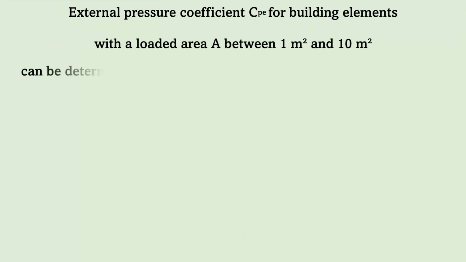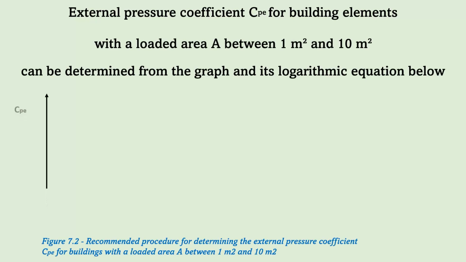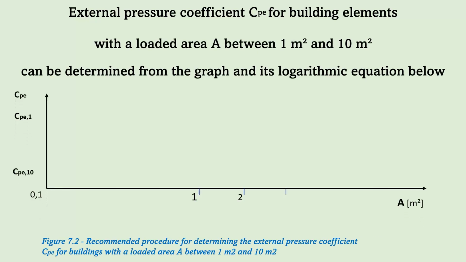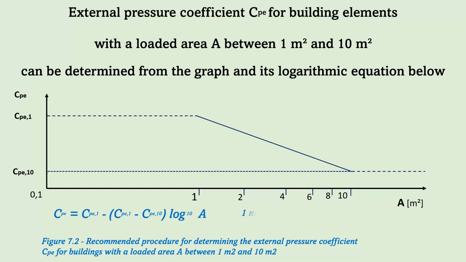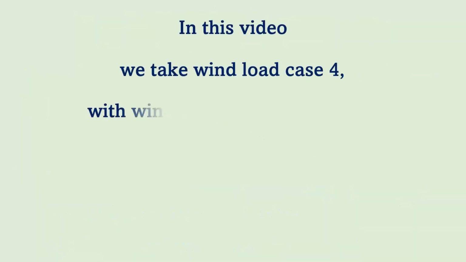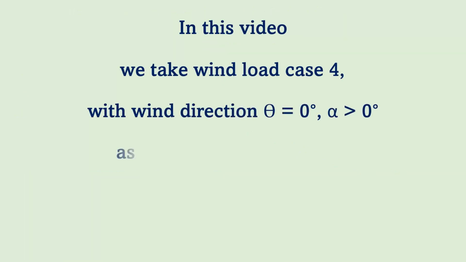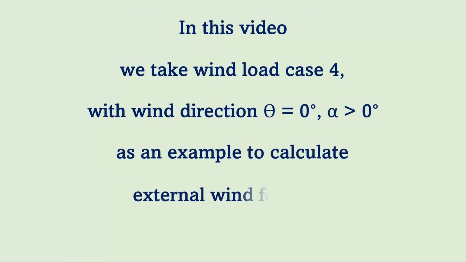External pressure coefficient CPE for building elements with the loaded area A between 1 and 10 square meters can be determined from the graph and its logarithmic equation below. CPE equals CPE1 minus, between brackets, CPE1 minus CPE10 times log A. A is the area between 1 and 10 square meters. In this video, we take wind load case 4 with the wind direction 0 and a positive pitch angle alpha as an example to calculate external wind force FWE on duopitch roofs.